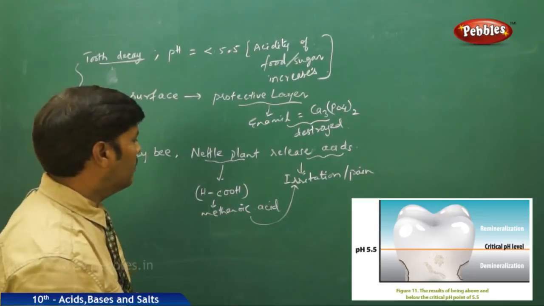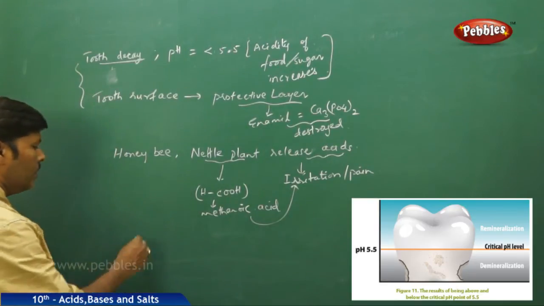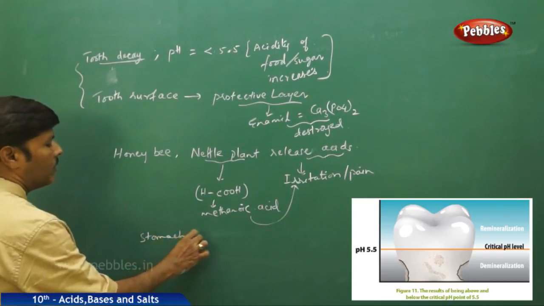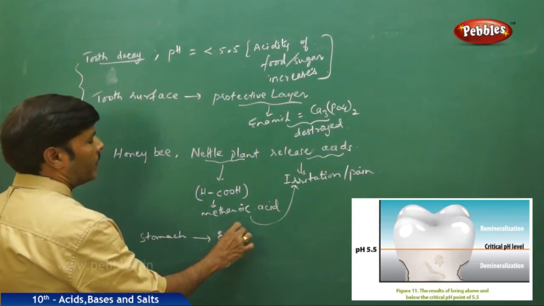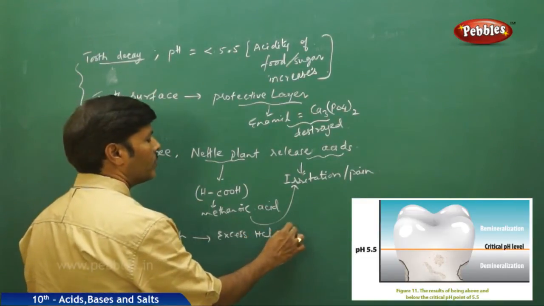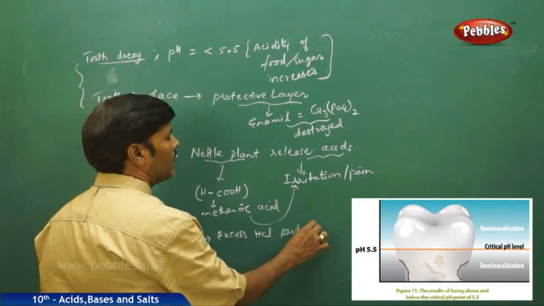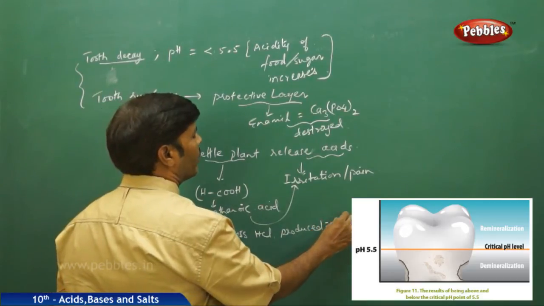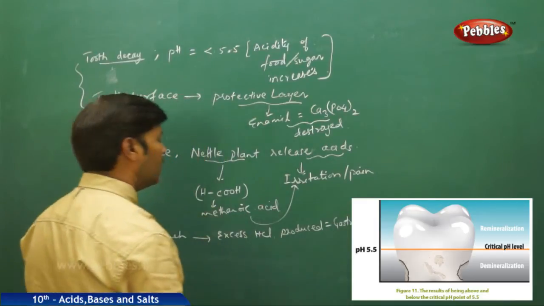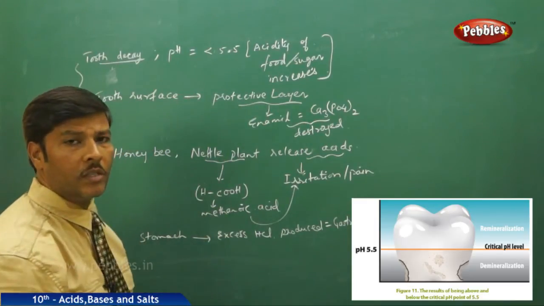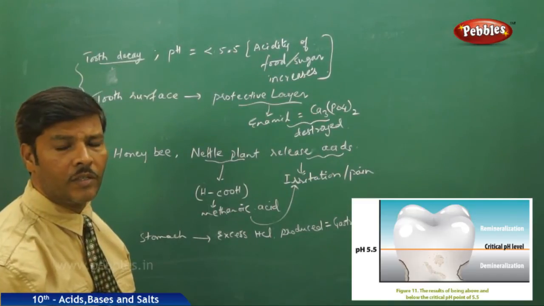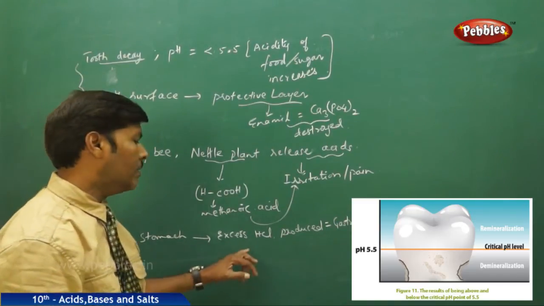Likewise, even in our stomach, excess HCl is produced, and that leads to gastric ulcer. That means a burning sensation in the stomach and indigestion problem. The burning sensation is gastric ulcer when there is excess production of HCl in our stomach.